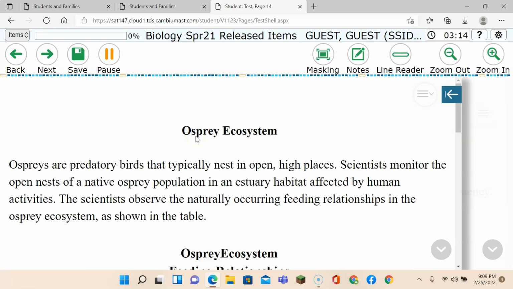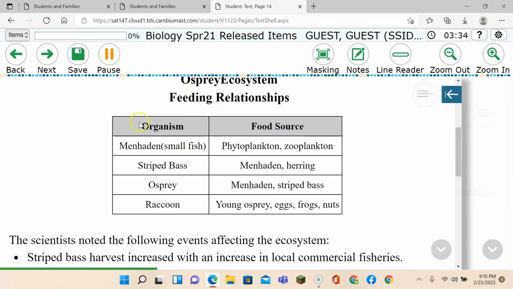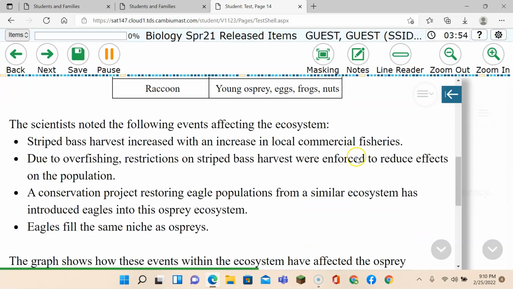Osprey ecosystem. Osprey are predatory birds that typically nest in open high places. Scientists monitor the open nest of a native osprey population in an estuary habitat affected by human activities. The scientists observed a natural occurring feeding relationship in the osprey ecosystem as shown in the table. So we have the ecosystem feeding relationship. These menhaden small fish, their food source is, of course, plants. The striped bass eats the menhaden, the herring. The osprey also eats the menhaden and the striped bass, and the raccoon eats the young osprey, eggs, frogs, and nuts.